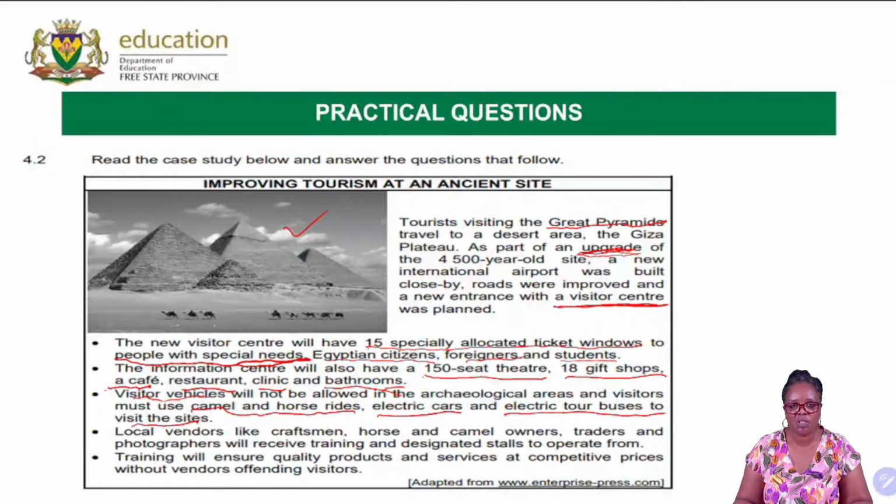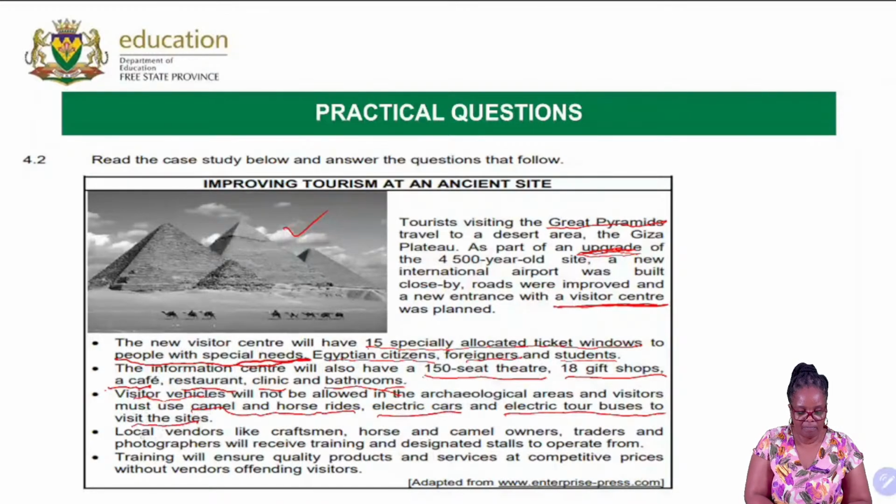So visitors can choose because the cars will be parked far away from the site. You know the cars are destroying the environment, all those things. So they'll be parked far away. Only the electric cars and the electric tour buses and the camels will be allowed in the site.